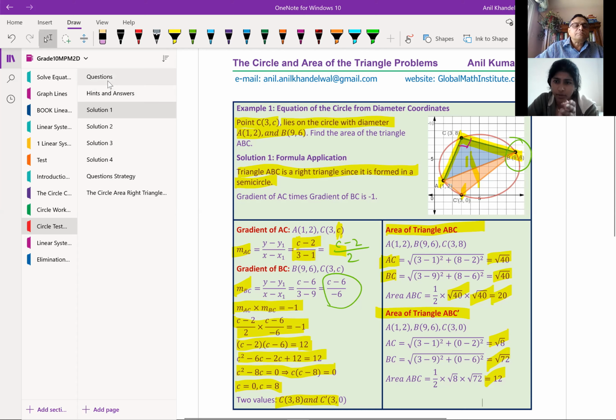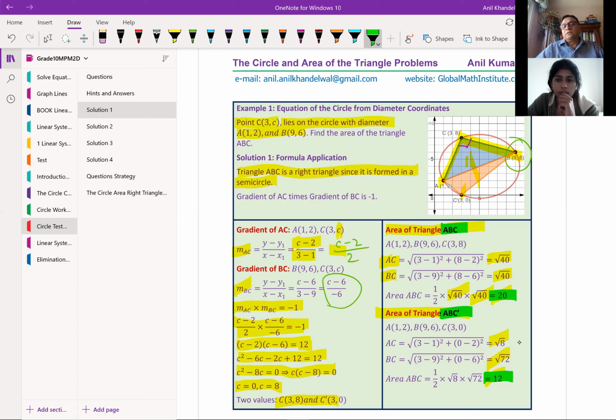Wait, so are there two answers for this then? Yes, 20 and 12. So these are the two answers. One is this and the other one is this, since we have two triangles right there. So if you write just one of them, you lose half the marks. The marks will be lost. Correct, until and unless they give some other condition, right?